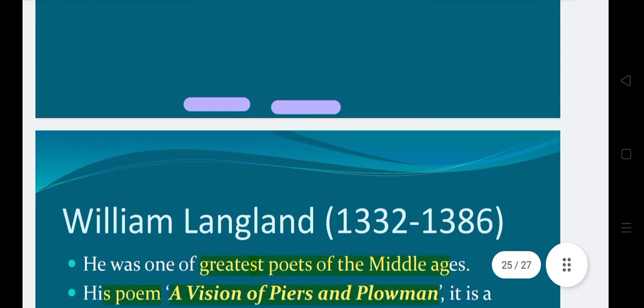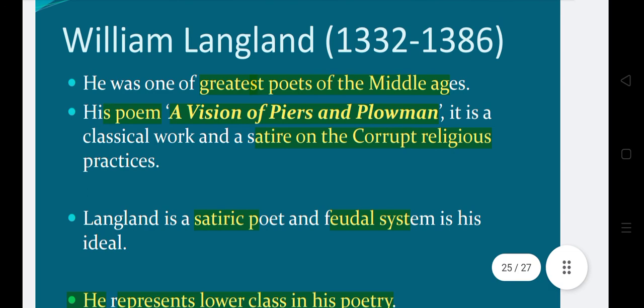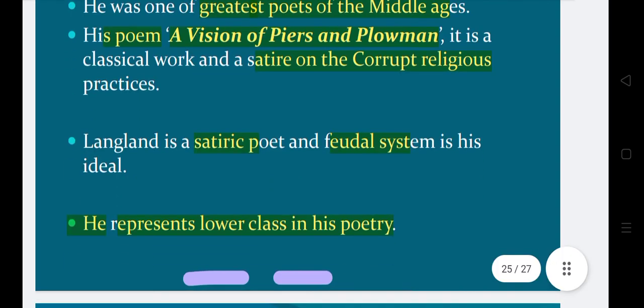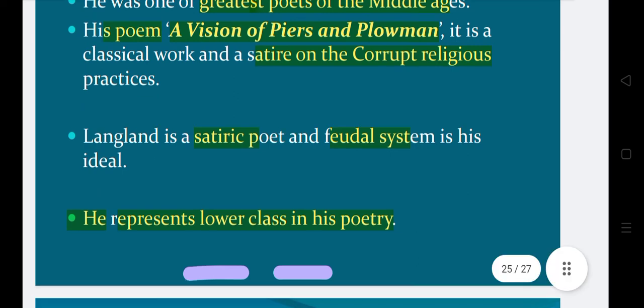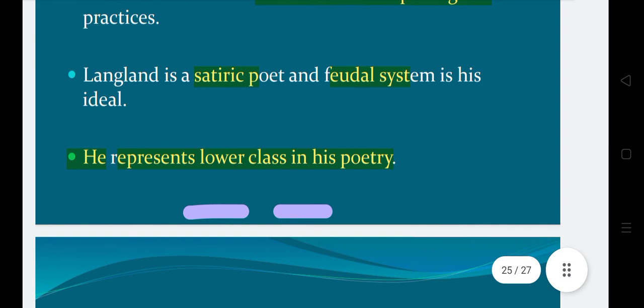And William Langland, from 1332 to 1386, was a great poet of the Middle Ages, and his poem A Vision of Piers Plowman is a classical work and satire on corrupt religious practices. Langland is a satirical poet, and he wrote about the feudal system of his age, and he represents the lower class in his poetry.